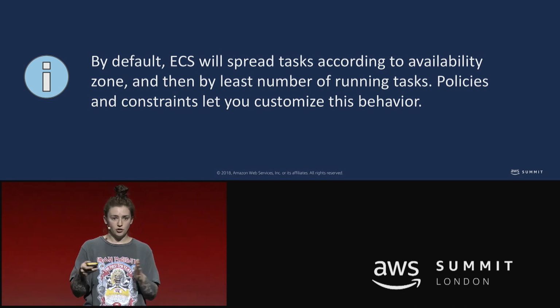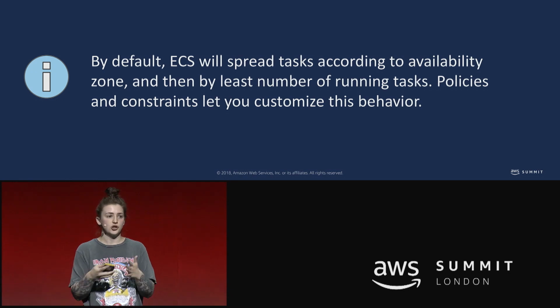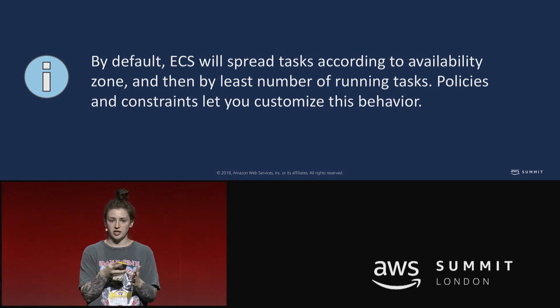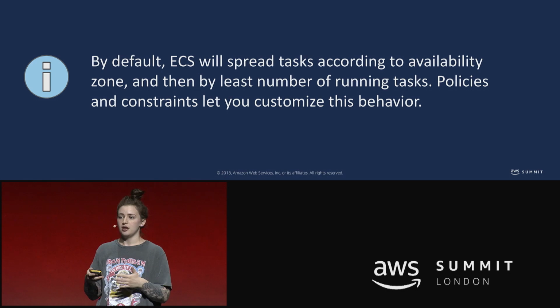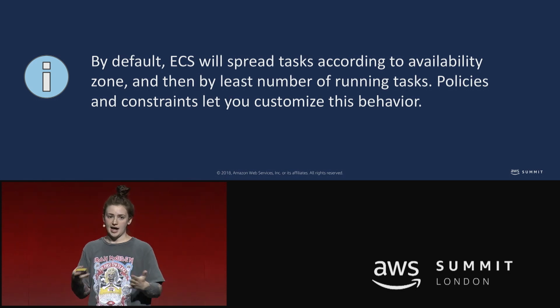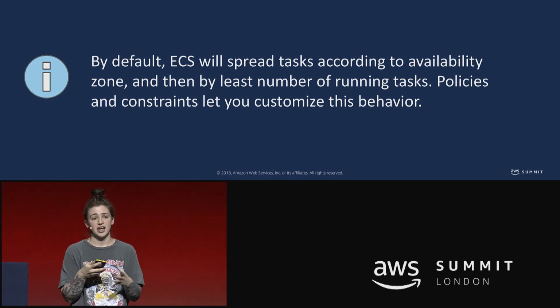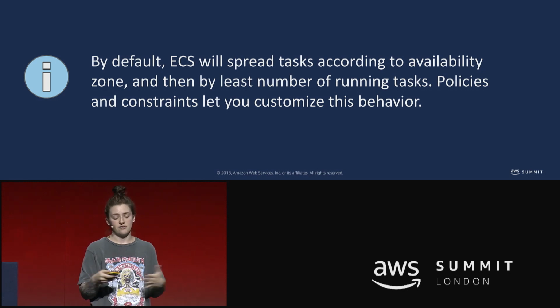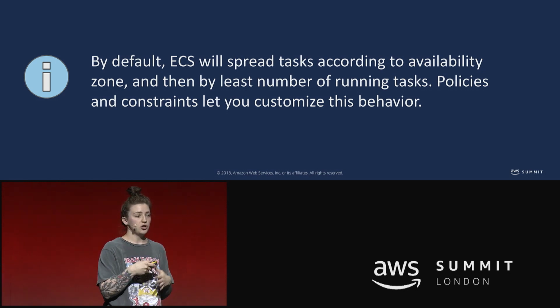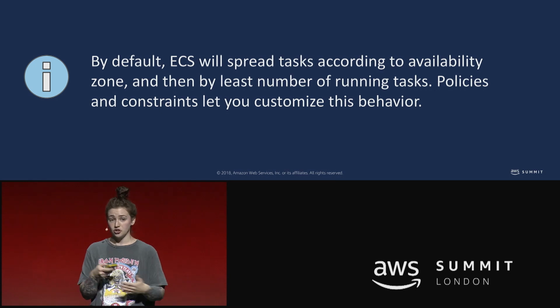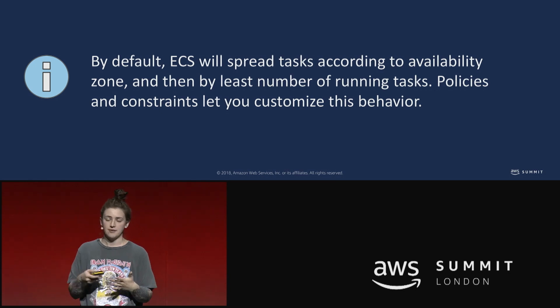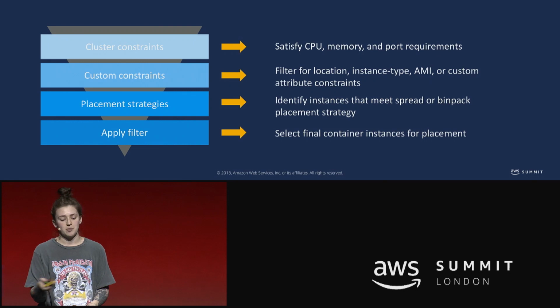So it'll spread them across the region, across the availability zones. So if I have 3 availability zones, it will try to spread one in each. But then it will also place by least number of running tasks, meaning it won't cluster all those tasks together on one host if it can spread them out. But we don't have to use this default behavior. We can choose to, and it just works out of the box without us having to do anything. But if not, I can customize it.